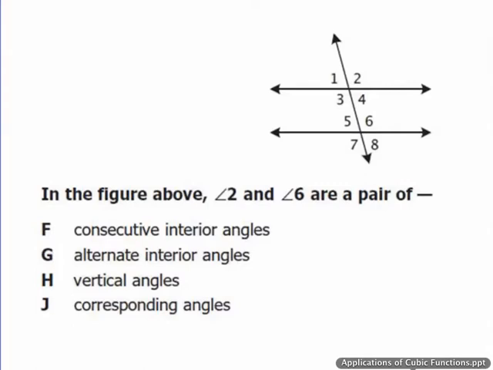Okay, let's try another practice question. 2 and 6 are a pair of which type of angles? So 2 and 6. One's inside, one's outside, and then they're on the same side of the transversal.